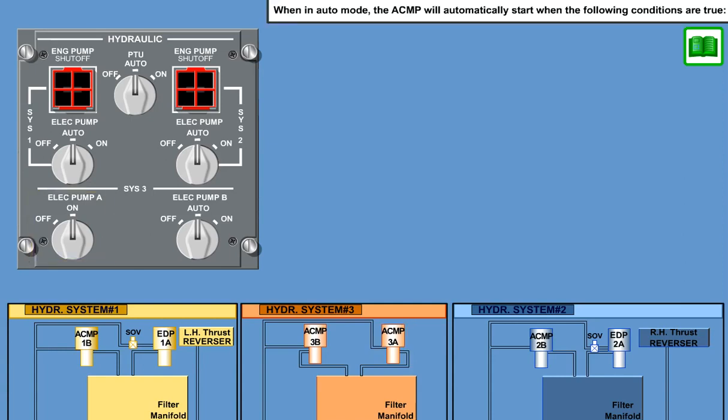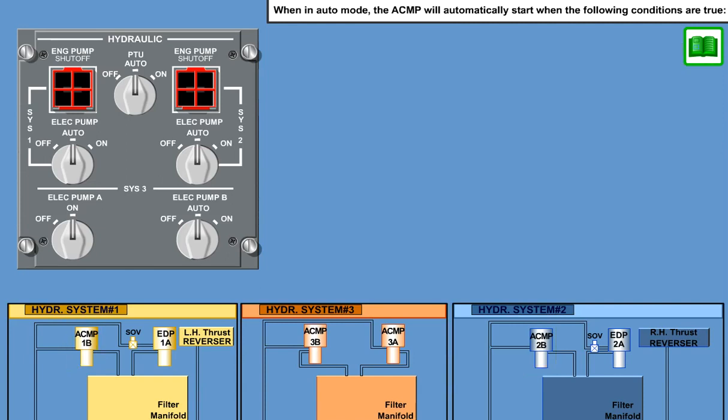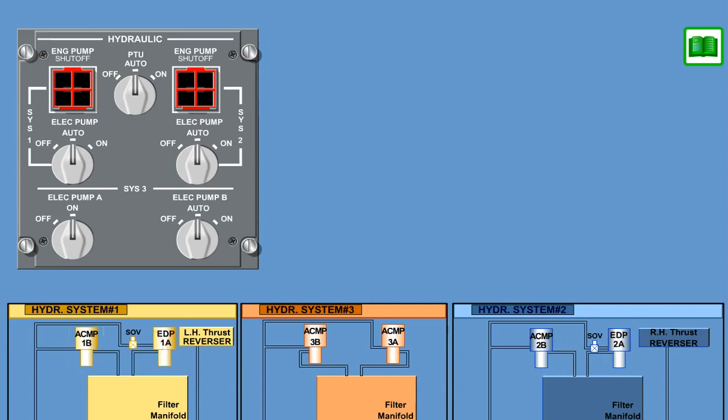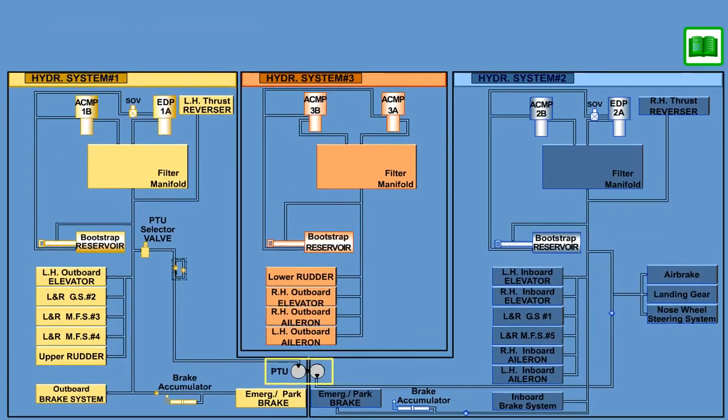When in auto mode, the ACMP will automatically start when the following conditions are true. ACMP 1B and 2B will start when the flaps are selected to any position unequal to flaps 0. ACMP 1B and 2B will also turn on automatically in case the EDP of the respective side fails. ACMP 3B will be turned on if ACMP 3A is not operational. ACMPs will not come on if speed is below 50 knots regardless of flap position. The PTU will start to operate if EDP 2A fails during takeoff or landing.